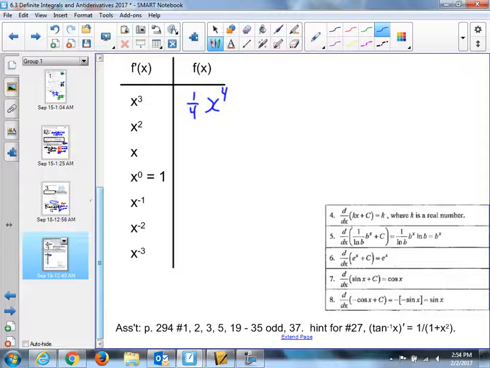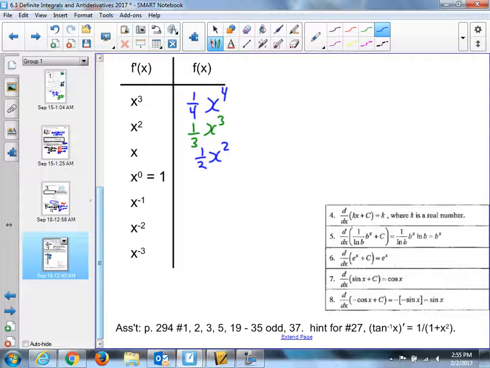X squared would have come from x cubed something. When I do the derivative of x cubed, I need to get rid of the 3, so 1/3. If I do the derivative of what's in green, I'll get x squared. If I do the derivative, what would give me x? A single x, I know the power was x squared, but I have to get rid of that number. So if I did the derivative of 1/2 x squared, I'm going to get x. So these are the antiderivatives we're coming up with, what you could have started with.